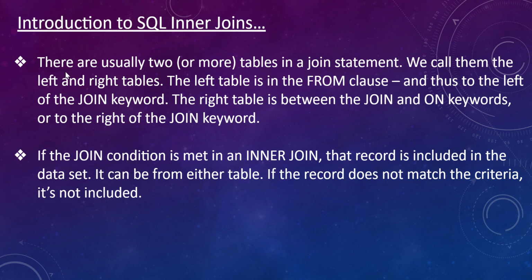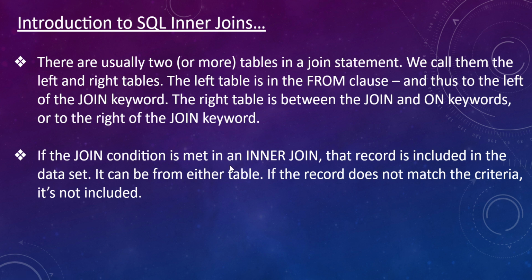As I mentioned, there are usually two tables in a join statement. We call them the left and right table. The left table is in the from clause, which will be clearer when we see the syntax, and is to the left of the join keyword. The right table is between the join and on keywords, or to the right of the join keyword. This is the syntax that we will see in the next slide.